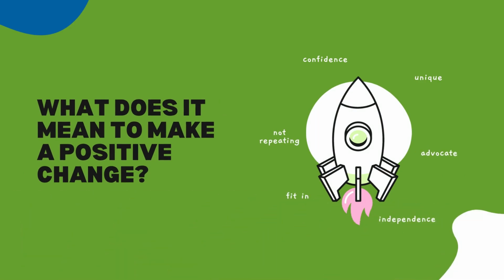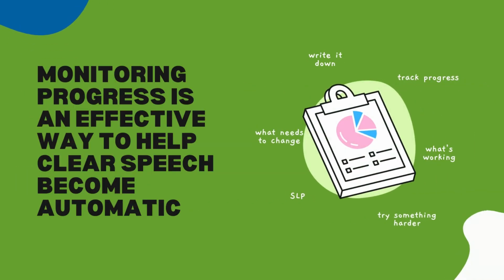No matter where you are in your journey to clear speech, always ask yourself what it means to make a positive change in your speech. How would you answer that question right now? Maybe you'll feel more confident in talking to people, or maybe people will ask you to repeat yourself less often. Whatever making a positive change means to you, write it down. Writing it down and keeping track of your progress is a really effective way to help your speech become more automatic.